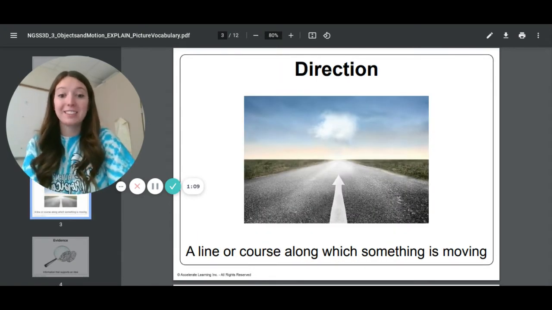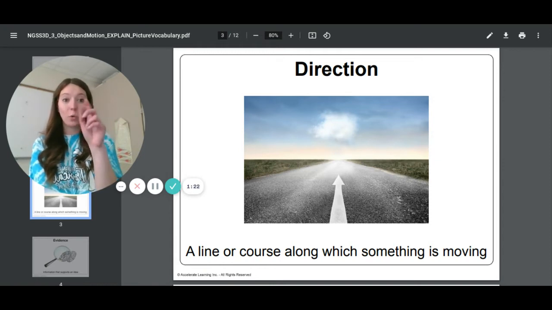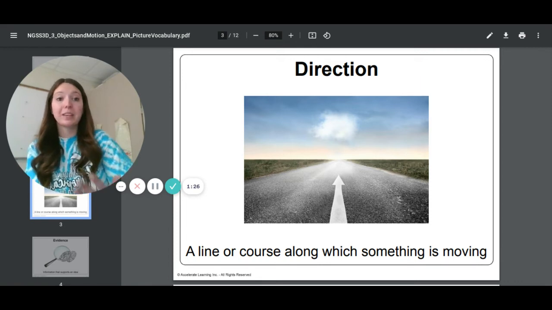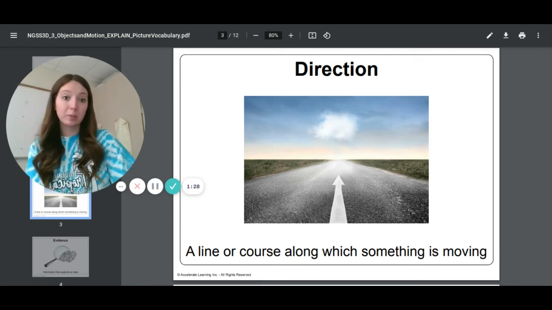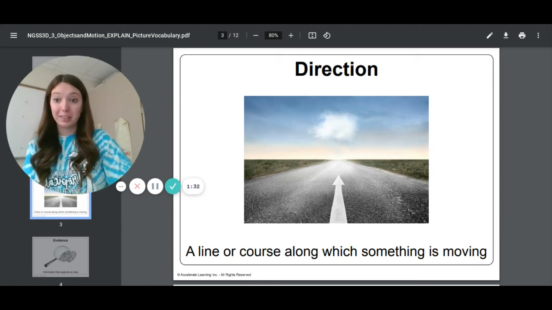A direction is a line or a course along which something is moving. So let's spell it. D-I-R-E-C-T-I-O-N. Direction. Direction is one of our vocab words because we know that when a force is applied, so a push or a pull, it can actually change the direction that something is moving.